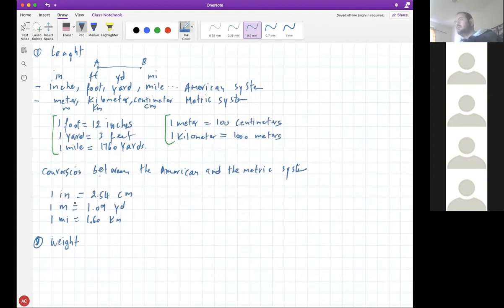Again, we have certain units here. Other countries, they use other units. So we need to know first the American system, then the international system of units, or the metric system. And then we'll see how to convert back and forth, just like we did here. So conversion between these and these.